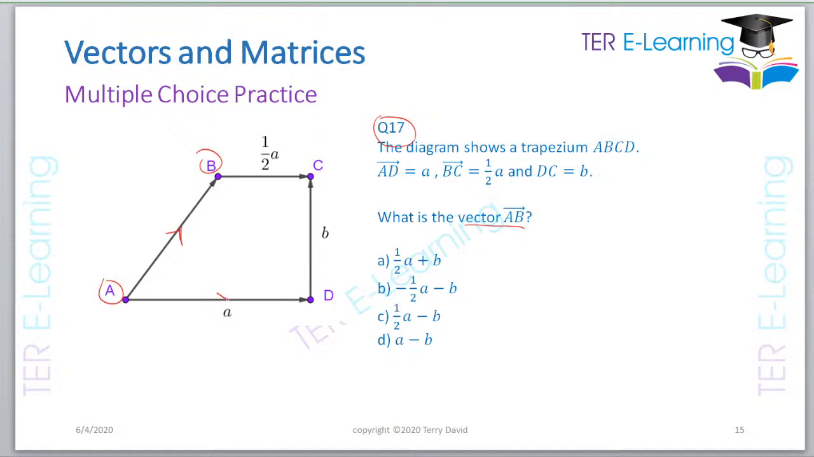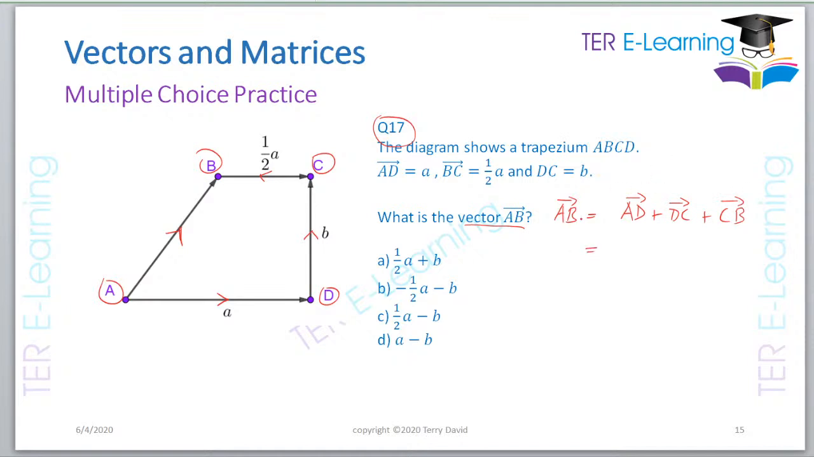So we can do this route. We can go from A to D, then from D to C, and then go in this direction here and end up back at B. So you look at the diagram first, and then you say the vector AB is equal to AD plus DC plus CB.